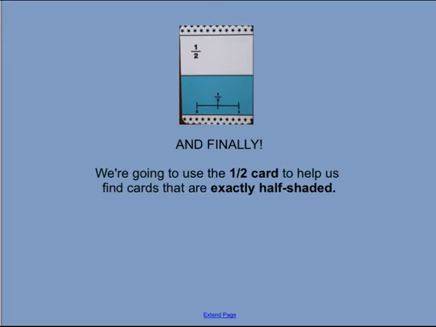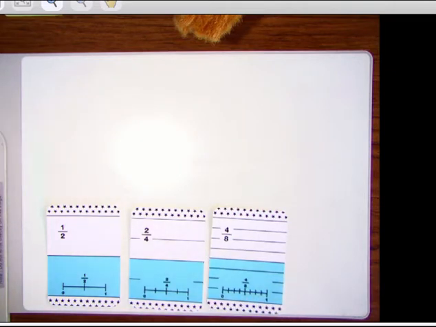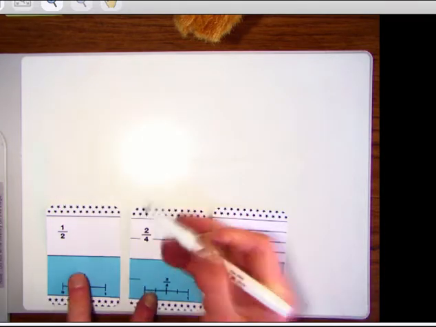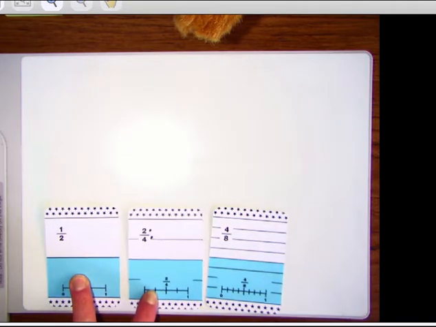And finally, we're now going to use our half card to help us find cards that are exactly half shaded. So I still have my half card on the side down here. I've also found my card 2/4 and 4/8. What do you notice about the numerators compared to the denominators this time? If you said, well, Mrs. MacPhail, this time the numerators are exactly half of the denominators, you would have been correct.